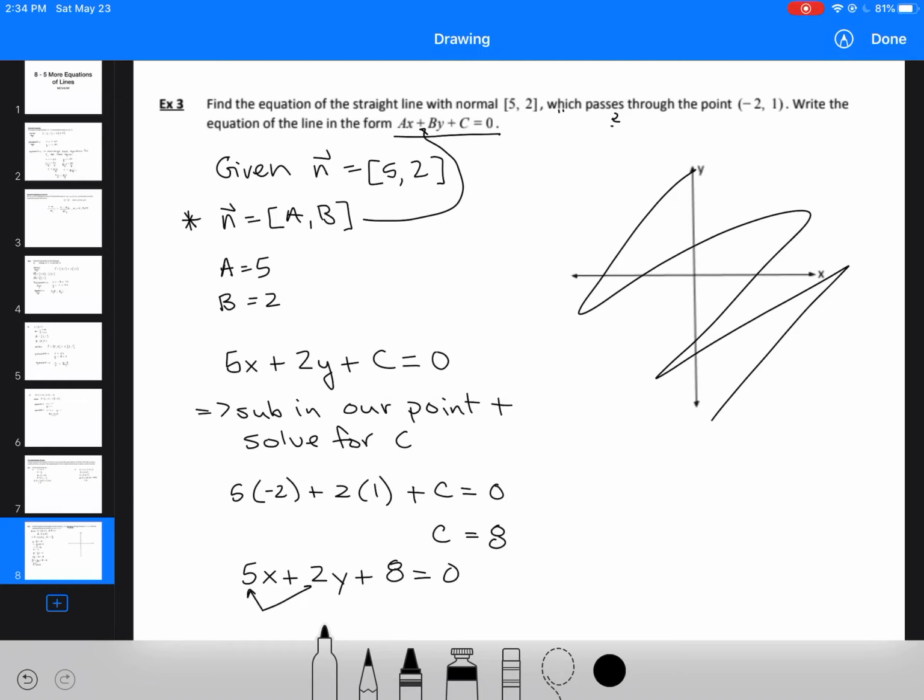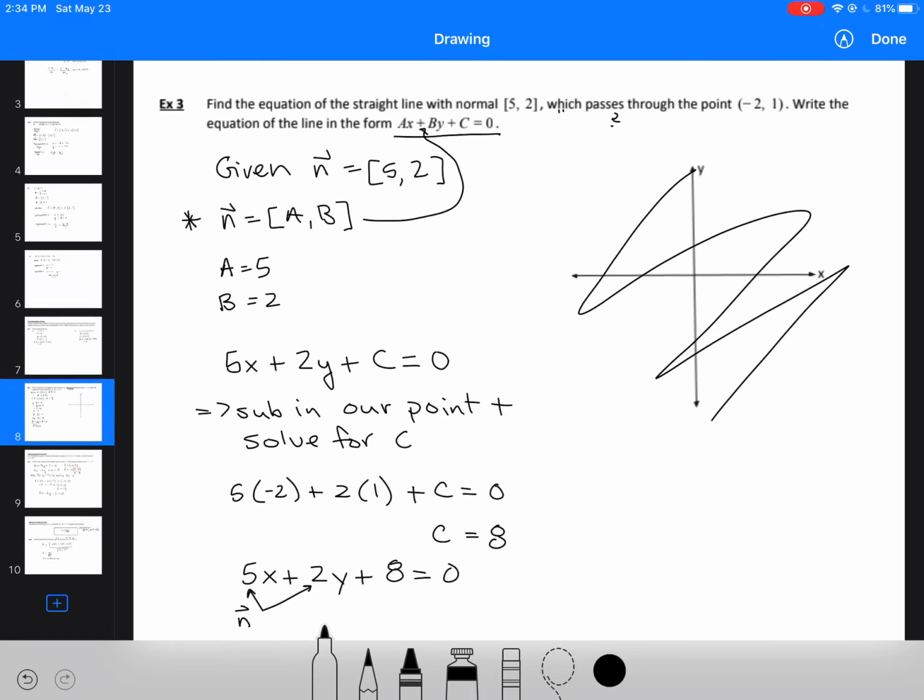So these two components here represent our normal vector. If you want to double check, you can find it by finding the direction vector, going the long way, and then rearranging into standard form to double check that it works.